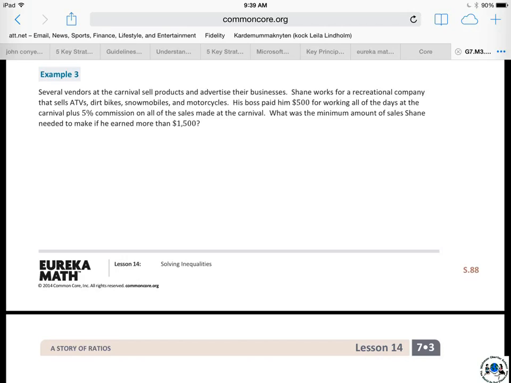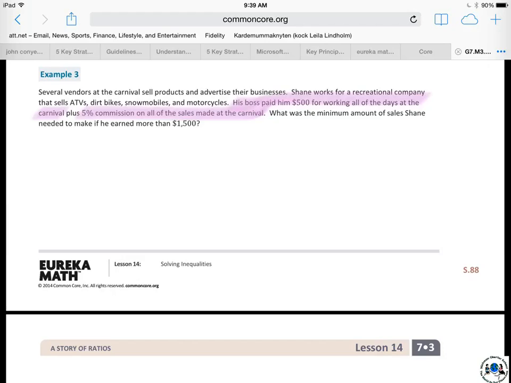So here, let's do our last example before we finish this lesson. Several vendors at the carnival sell products and advertise their businesses. Shane works for a recreational company that sells ATVs, dirt bikes, snowmobiles, and motorcycles. His boss paid him $500 for working all of the days at the carnival, plus 5% commission on all sales made at the carnival.